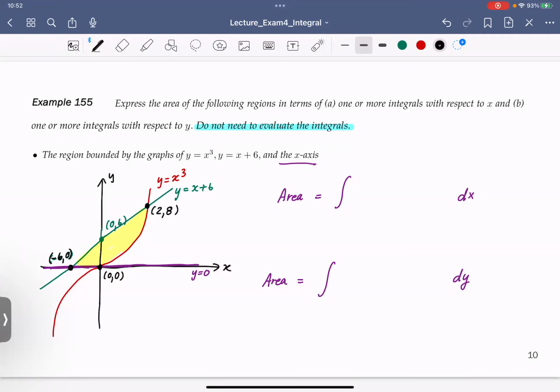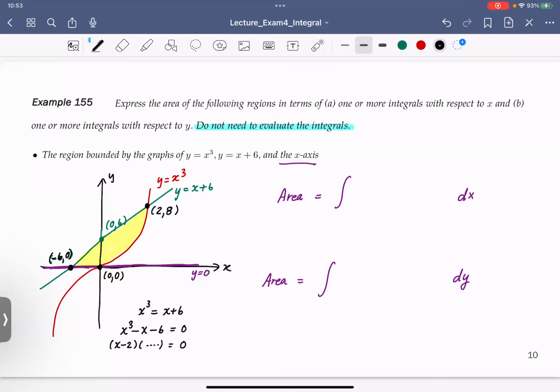How do I know that it's going to be 2 and 8? Because I actually solved the equation x cubed equals x plus 6. But if you are very fast, you can see that x equals 2 is going to make it work. But if not, you can solve that equation. In order to solve this equation, it's going to be super terrible because you're going to need to factor this one.